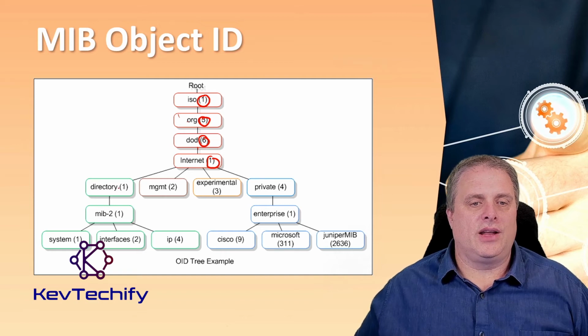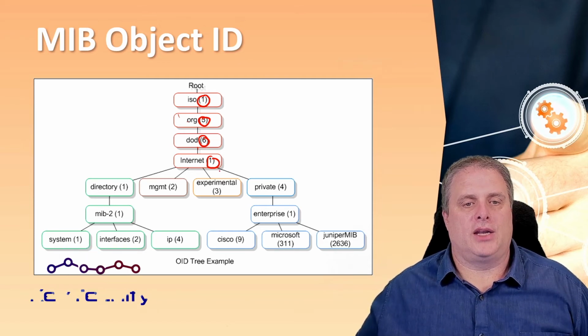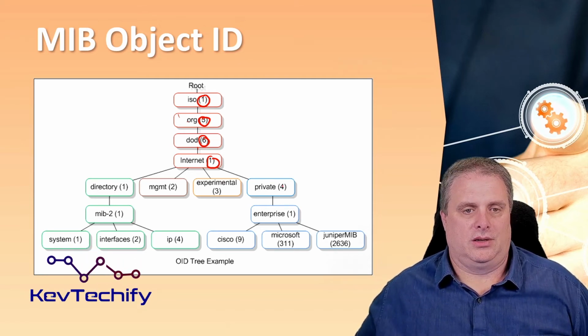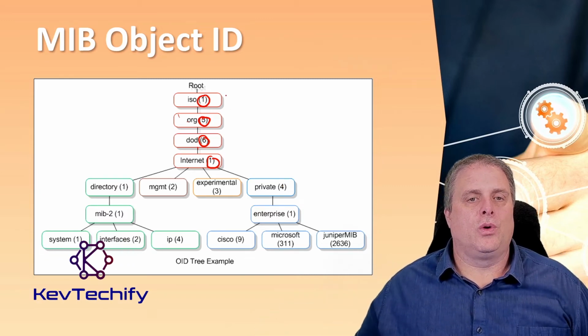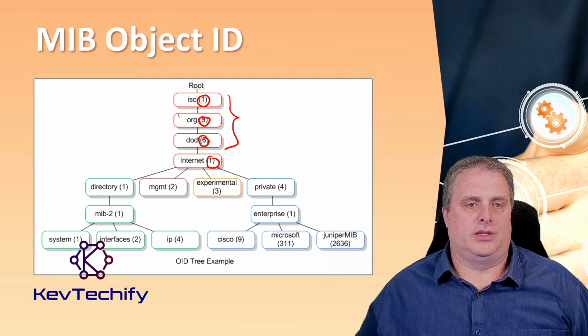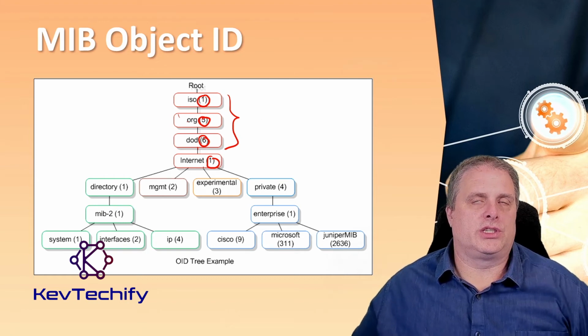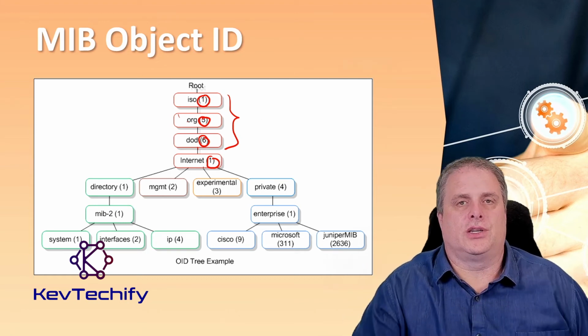And then inside internet, we have 4 of them here: directory, management, experimental, private. And you can see how these are branching out. The top ones right here, we're not listing out all of them, so this isn't all of them listed out. We're just hoping to give you an idea to envision this.